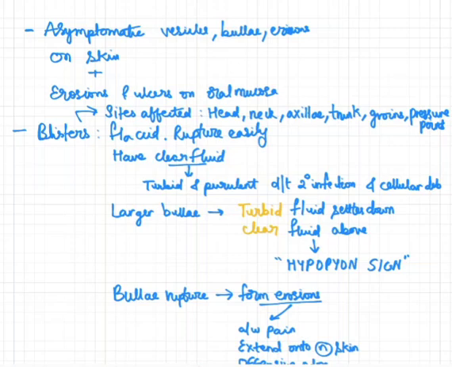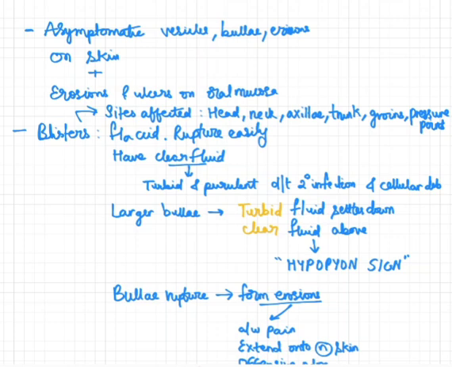Coming to the clinical features, it usually begins as asymptomatic vesicles, bullae, and erosions on the skin, and we also see erosions and ulcers on the oral mucosa. Usually the oral mucosa is first affected, followed by the skin. The common sites which are affected include the head, the neck, axilla, trunk, groins, and pressure points. And the blisters are flaccid and they rupture very easily, and they have clear fluid.